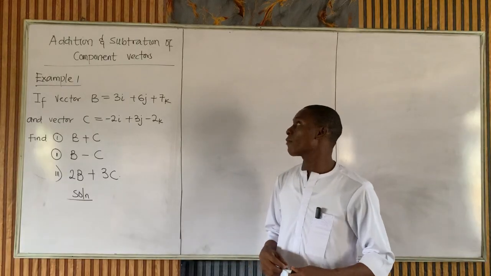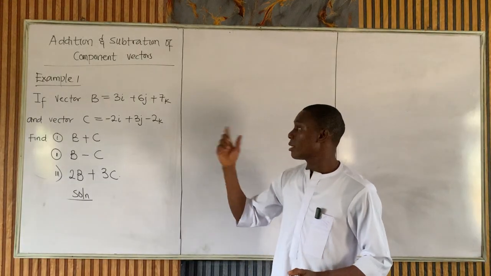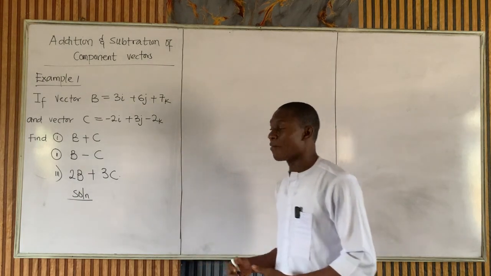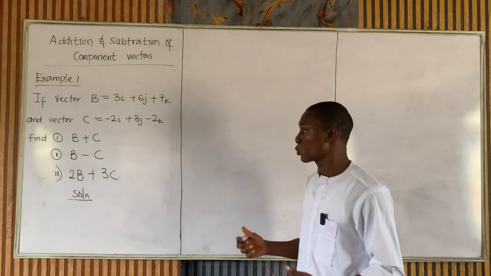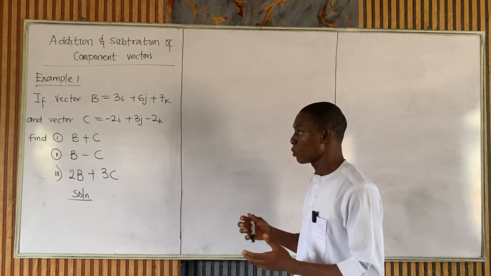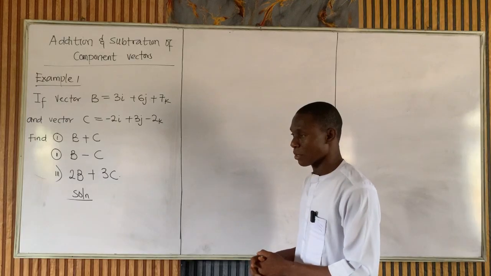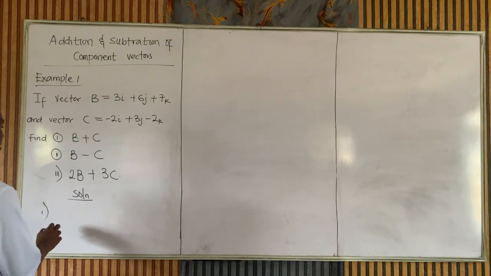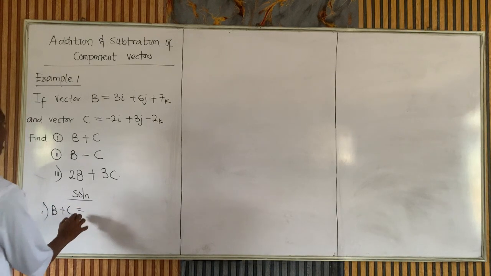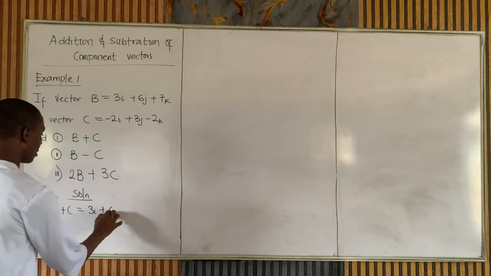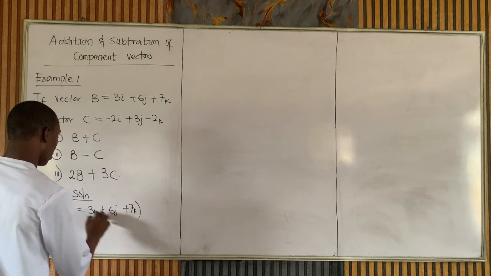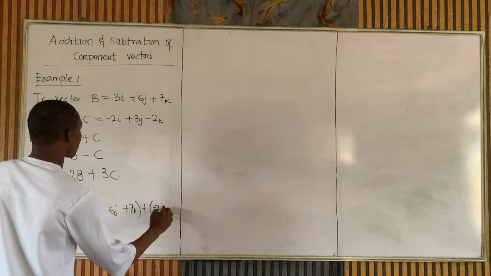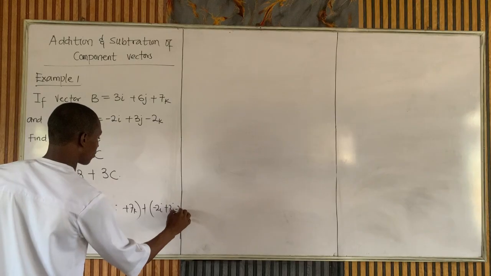Addition and subtraction of component vectors. Let's take example 1 now. If vector B is given as 3i plus 6j plus 7k, and vector C is given as minus 2i plus 3j minus 2k, find 1, b plus c, 2, b minus c, and 3, 2b plus 3c. Let's take the first one now. The first one says b plus c. And that would be b, which is 3i plus 6j plus 7k, added to minus 2i plus 3j minus 2k.